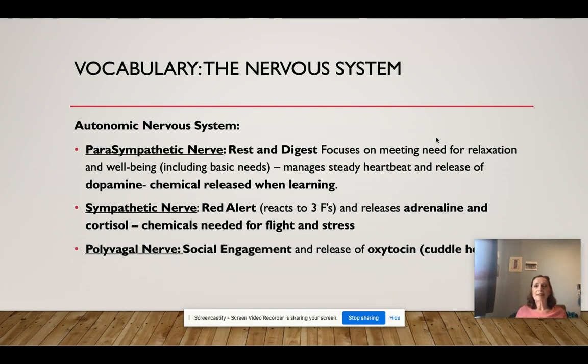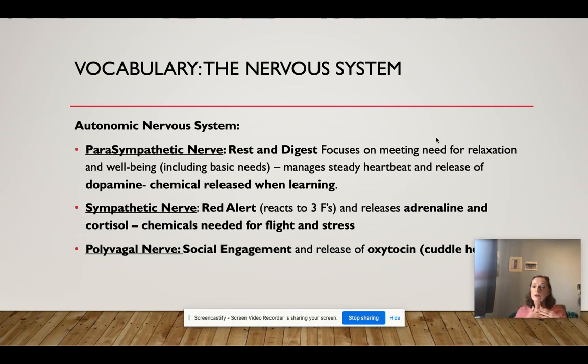Parasympathetic is the rest and digest part of our nervous system. That is the part of us that is focusing on meeting the need for relaxation and well-being, getting our needs met. When we're hungry, we eat. When we're tired, we sleep. It's managing that steady heartbeat, breathing.